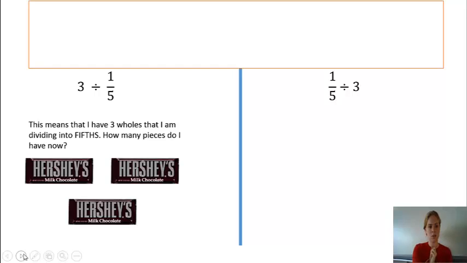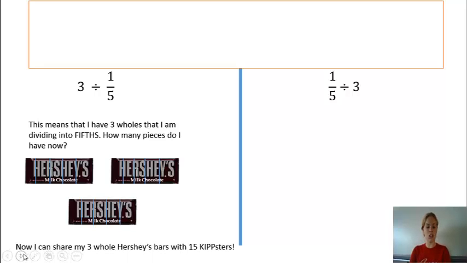And we always start with the first number, so that's where our 3 wholes came from. And then I split each Hershey bar into fifths. So you can see that now each Hershey bar has 5 little slices. So I can share my Hershey bar with more people now. The pieces are smaller, but more people get some, which is always nice. So now I can share my 3 whole Hershey bars with 15 Kipsters. If I didn't split them, I would only be able to share them with 3 people.